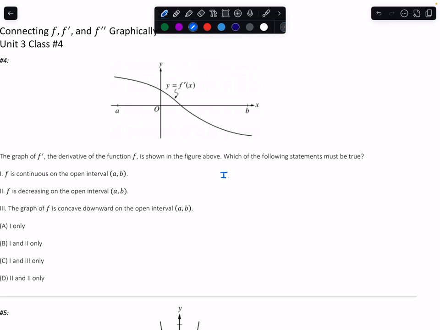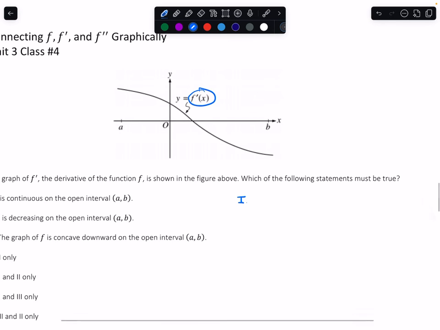So I'm looking at F prime. One thing I could say about this graph in front of me is that it's continuous on the interval from A to B, right? This graph of f prime has no holes, no jumps, no vertical asymptotes. So if I look at the graph of f prime, I can see that f prime of x is continuous on the interval from A to B. Actually, you could even close it. We could include A and B. At A and B, I don't have a hole there, so it's fine.